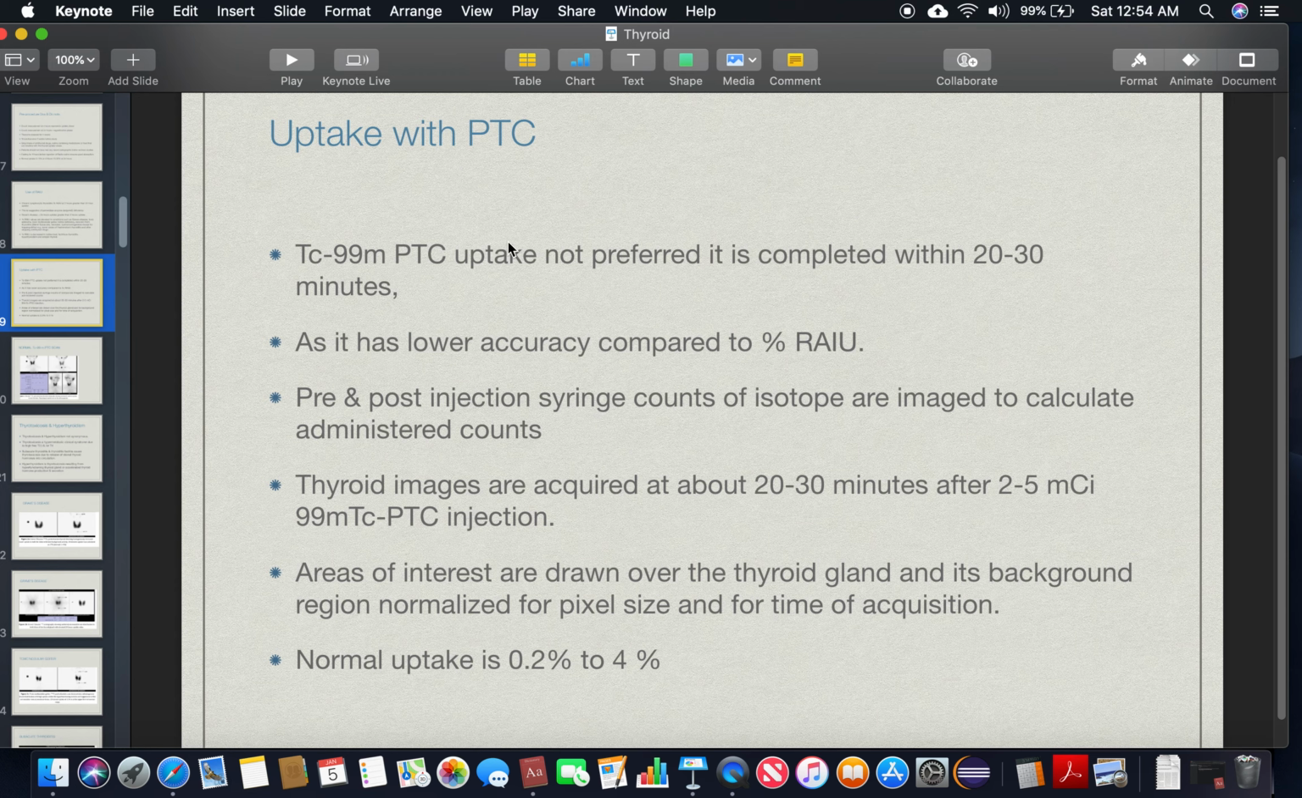I do not favor pertechnetate, but it is cheaper. The advantage is that it is low cost and can finish the study in a short duration of time. Normal uptake is 0.2 to 4%.